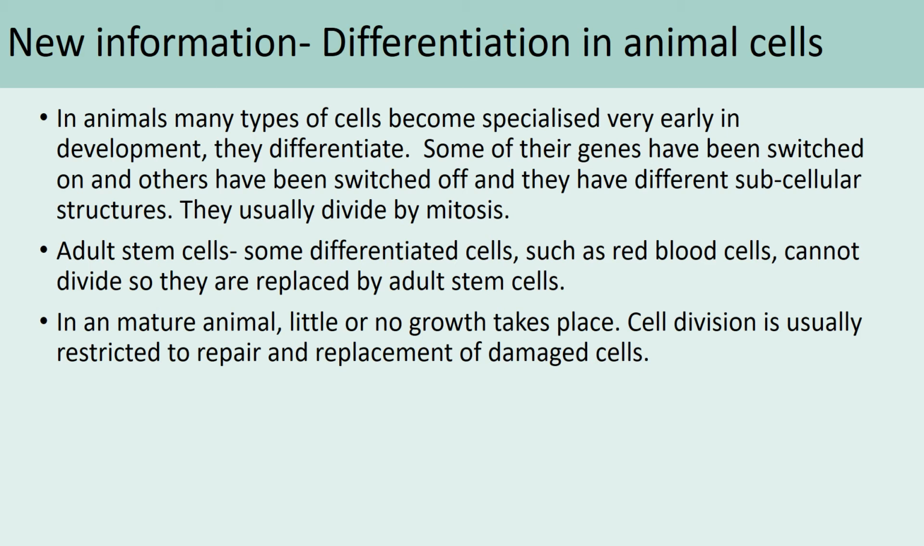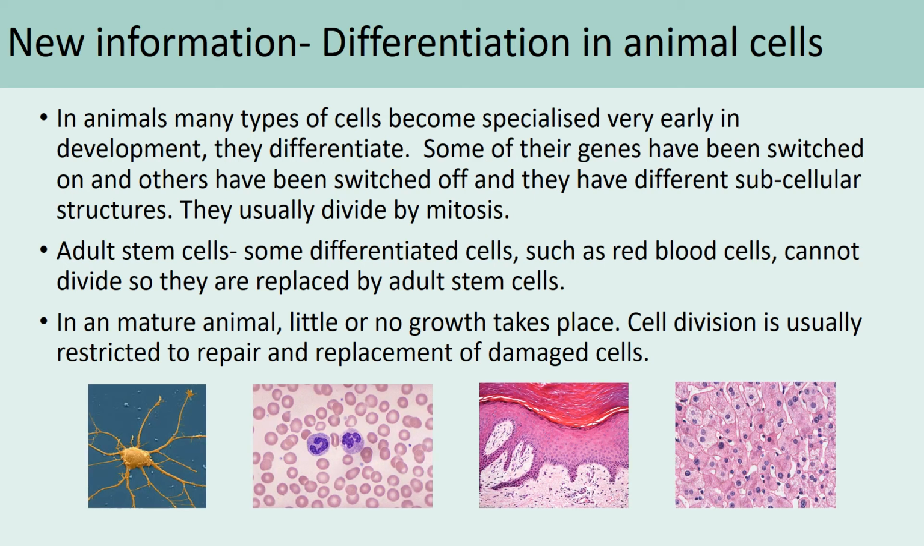In a mature animal, little or no growth takes place. So when you reach adulthood, you don't continue growing, kind of finish around 18. So that cell division that's happening inside our bodies is only there to repair or replace damaged cells.